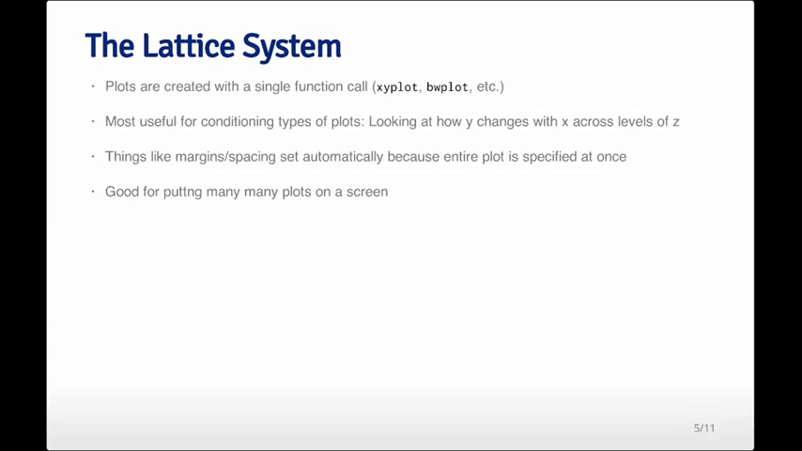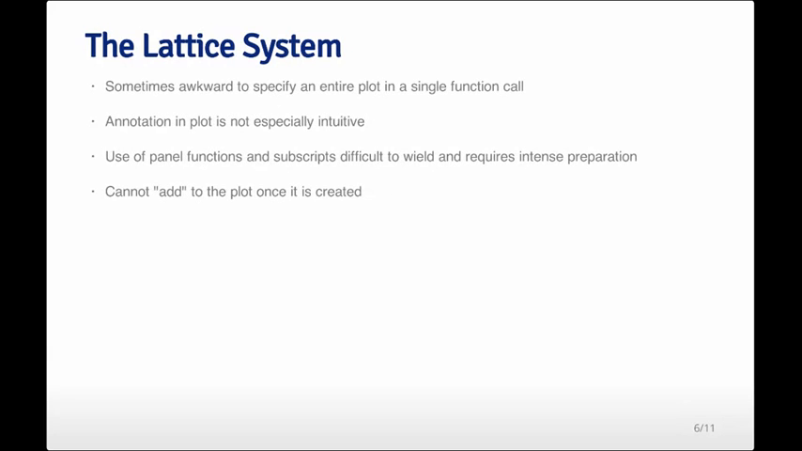And then furthermore, a lot of the details that you would have to specify directly in the base plotting system are calculated automatically. So things like the margins and a lot of the spacings are calculated automatically. And as long as you can accept those defaults, then most things will look quite nice. The downside of the lattice system is that sometimes it can be very awkward to specify an entire plot using a single function call, and sometimes it seems more natural to piece things together one by one, like in the base system.